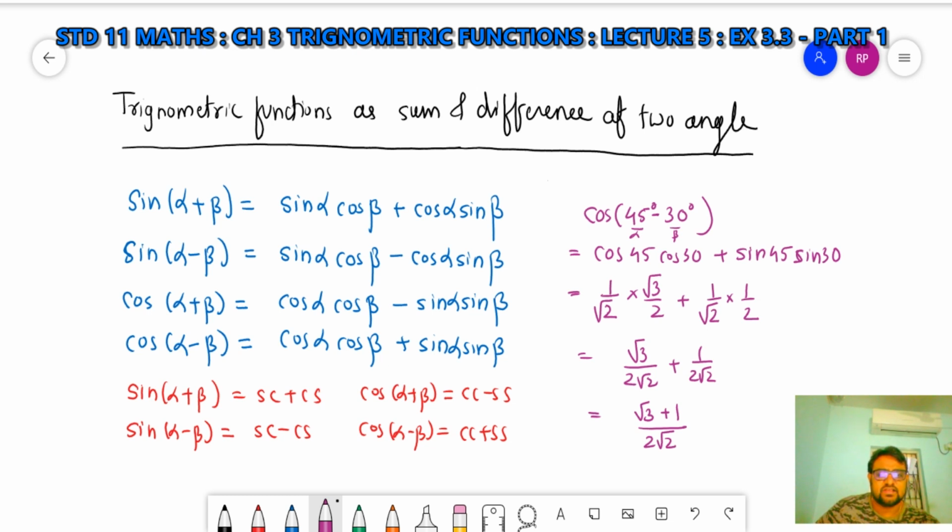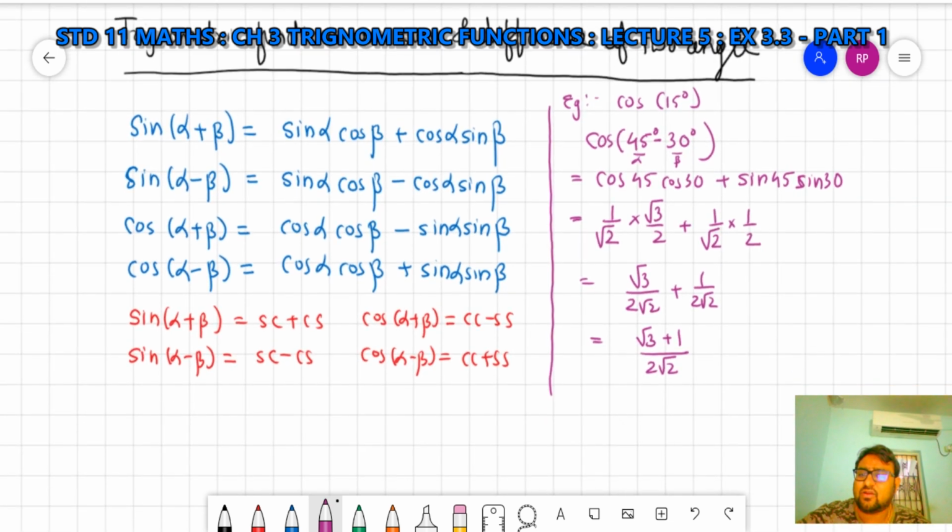This is just an example. Imagine a question is asked: find out the value of cos 15 degree. We can express 15 degree as 45 degree minus 30 degree. So this is just an example. Now note down these formulas. Okay, now the formulas in terms of tan and cot.